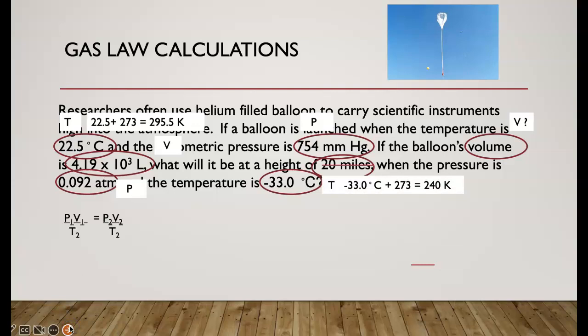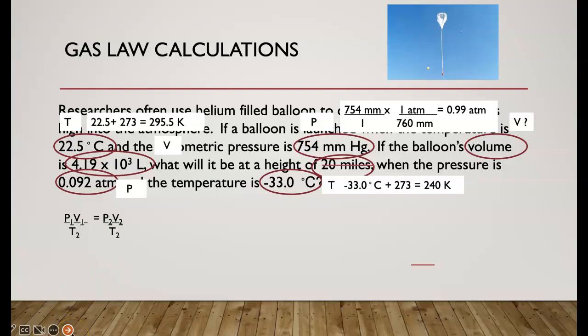And use your combined gas law. But you, of course, need to convert your pressure to atmospheres. When I'm dealing with gases, and I've had lots of you ask me questions about this, I always go to volume in liters if possible. Naturally, temperature always has to be in kelvins. I always like to do pressure in atmospheres and volume in liters.